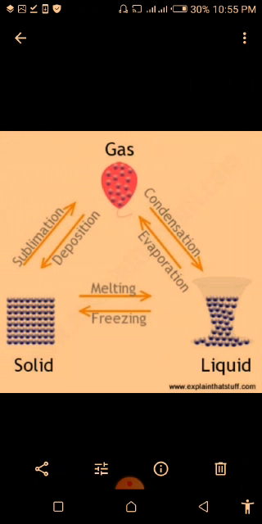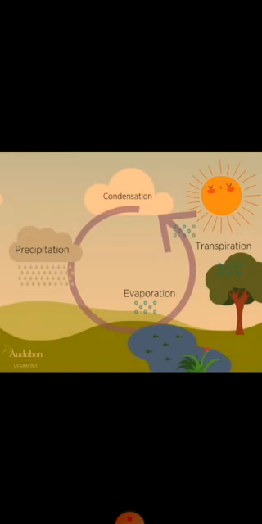Clear? When gas turns into liquid, it is called condensation. When liquid turns into gas, it is called evaporation. When liquid turns into solid, it is called freezing. And when solid turns into liquid, it is called melting. And when solid directly changes into gas, it is called sublimation. And when gas directly changes into solid, this is called deposition. Okay? Deposition.